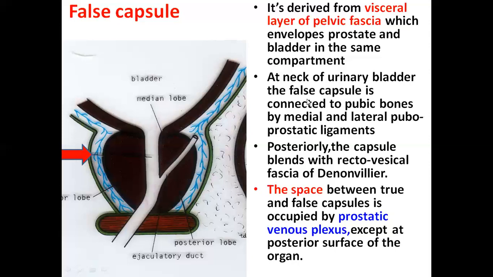Now, coming to the neck of the urinary bladder, the false capsule is connected to the pubic bone by means of medial and lateral puboprostatic ligaments. This we will study again when we are doing urinary bladder. It comes under the supports of urinary bladder. Posteriorly, the capsule is blending with the rectovesical fascia of Denonvilliers, which is a fascia intervening between the urinary bladder and rectum. The space between the true and false capsule is occupied by the prostatic venous plexus, except for the posterior surface of the prostate gland.